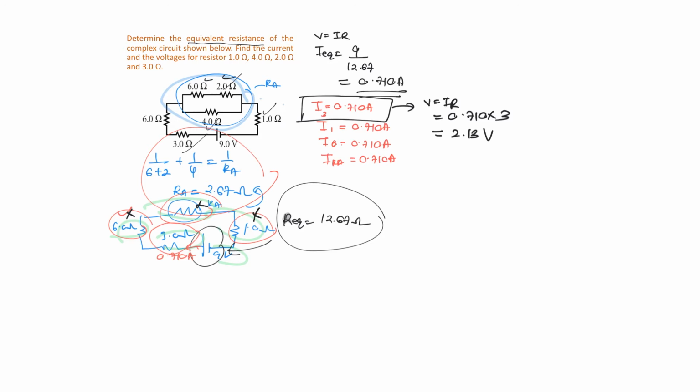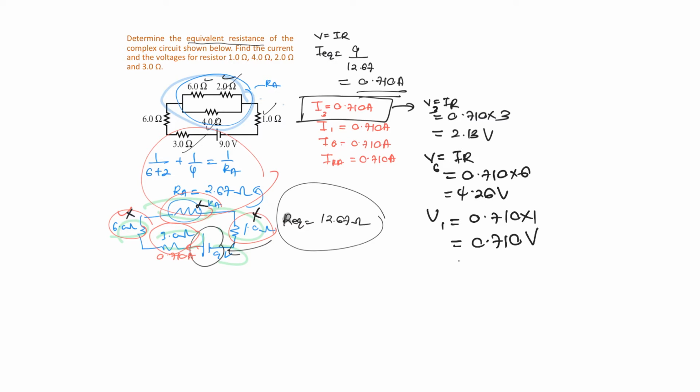For the 6 ohm, the same thing, V equals IR also. So 0.710 times 6, you are going to get 4.26 volt. What about the 1 ohm? V for the 1 ohm is going to be 0.710 times 1. Then you are going to get the voltage of 0.710 volt.